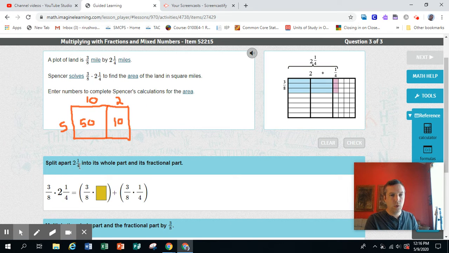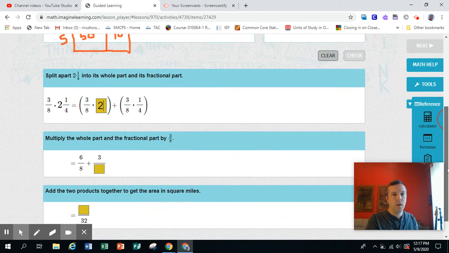Split apart 2 1/4 into its whole part and its fractional part. 3/8 times 2 1/4 equals 3/8 times 2 plus 3/8 times 1/4. Multiply the whole part and the fractional part by 3/8. So 3/8 times 2 is 6/8, and they've done that already here.